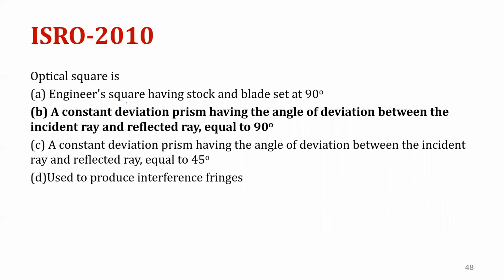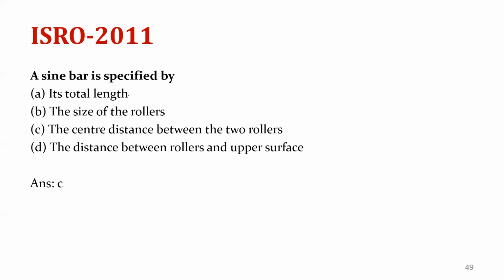Optical square is an engineer's square having stock and blade set at 90 degrees. A constant deviation prism having the angle of deviation between the incident ray and the reflected ray equal to 90 degrees. So this is the principle of the optical square. A sine bar is specified by, as we have seen, its center distance between the two rollers.